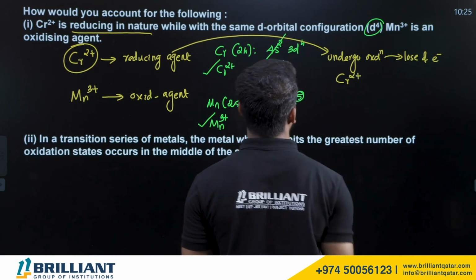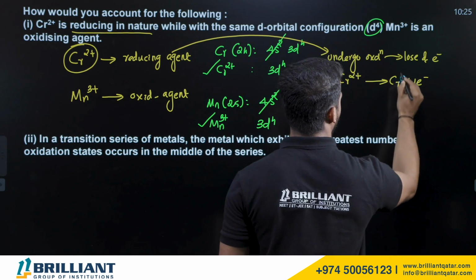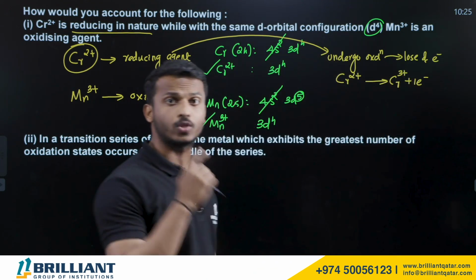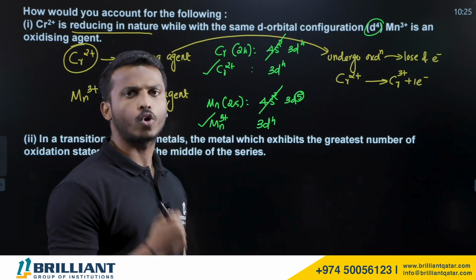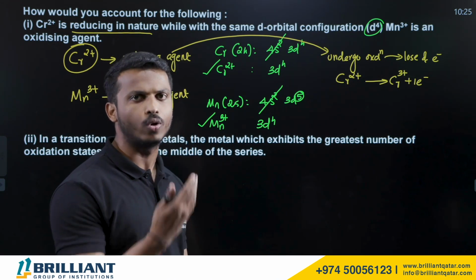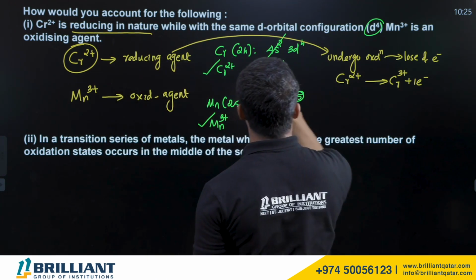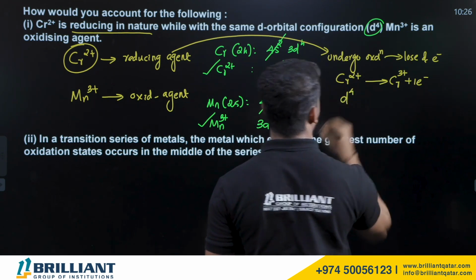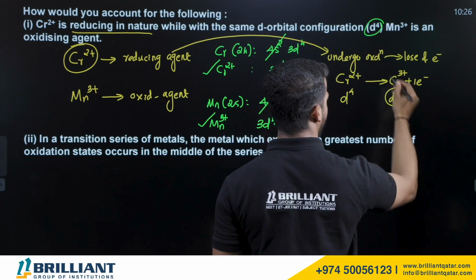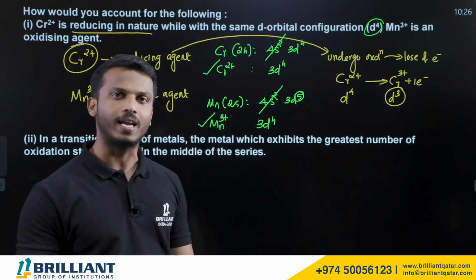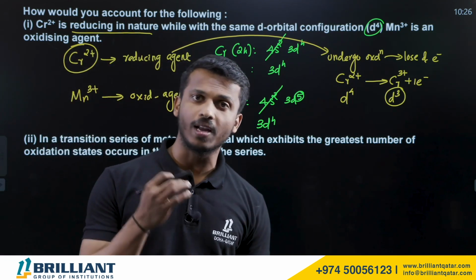Chromium 2+, when it loses 1 electron, is converted to chromium 3+, right? Check it, all of you: is chromium 3+ stable or not? Then only it can lose 1 electron, right? Chromium 2+ has a d4 configuration. When it loses 1 electron from d4, it becomes d3. Dear student, d3 configuration is stable in aqueous solution.